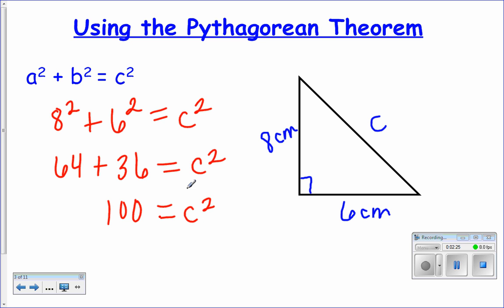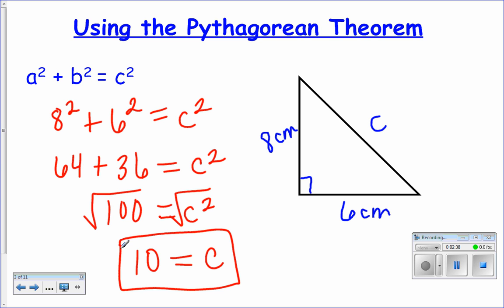So now I need to unsquare this c. So we learned about taking the square root. So the square root of 100 is 10, and the square root of c squared is just c. So our hypotenuse length is 10.